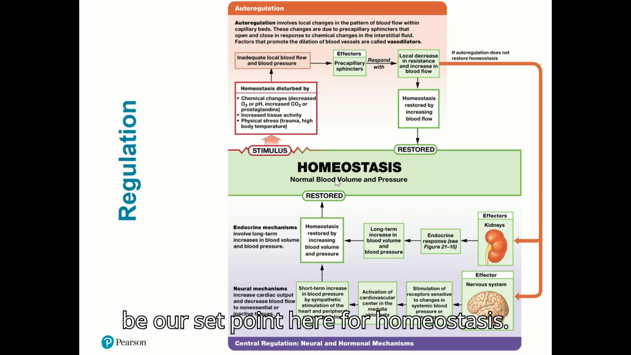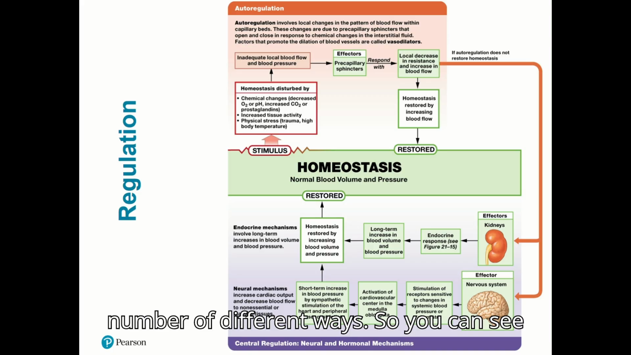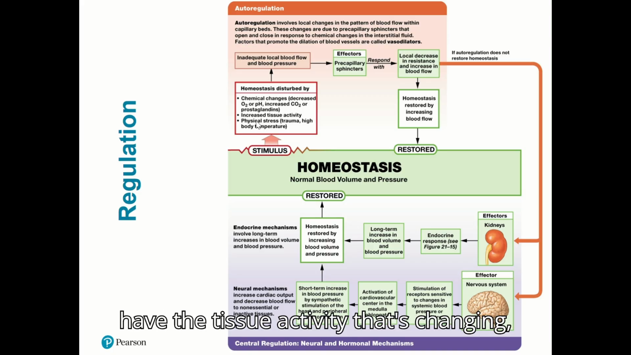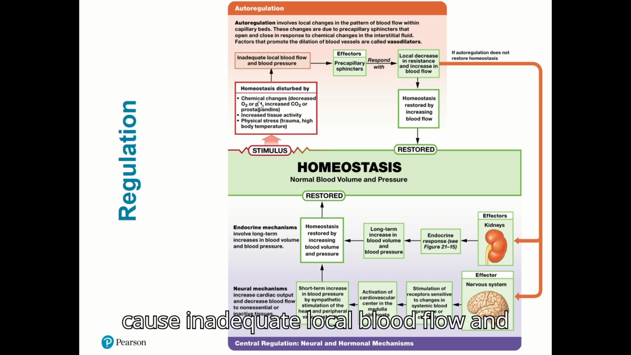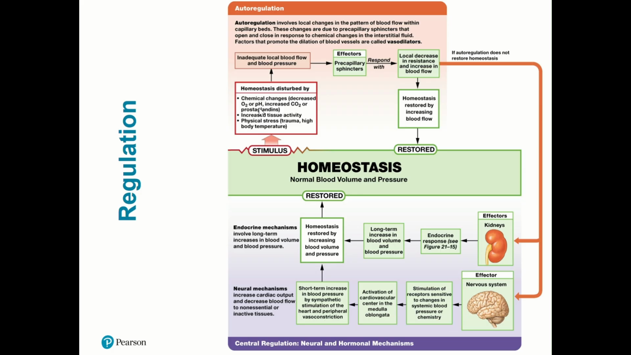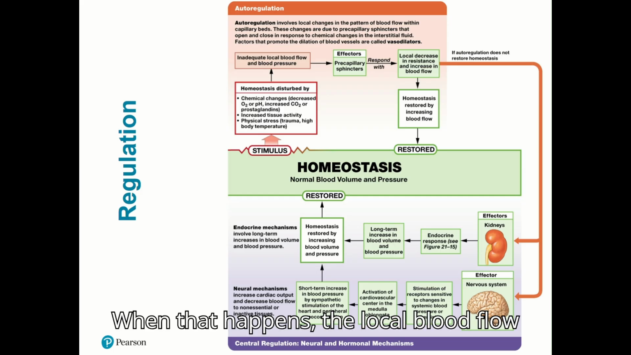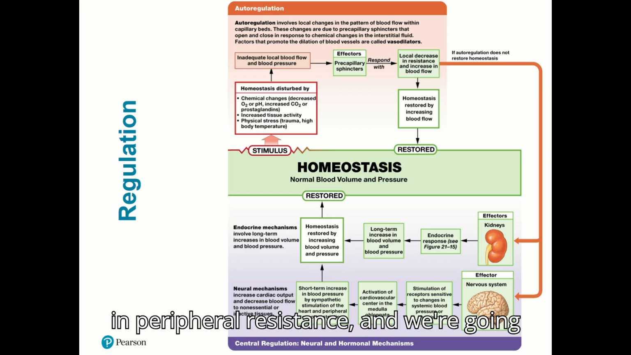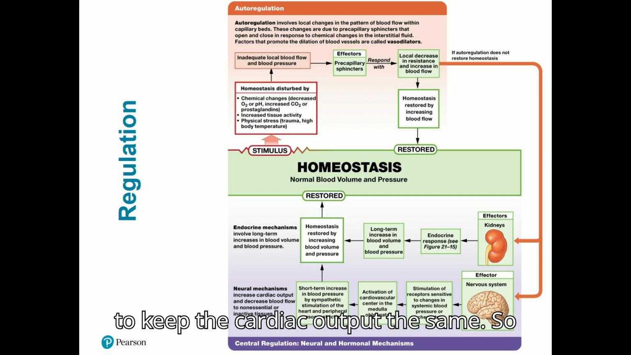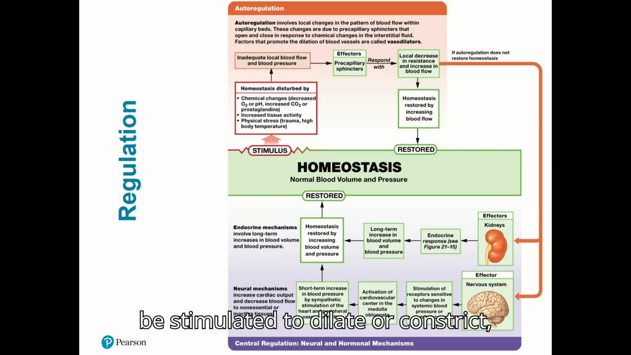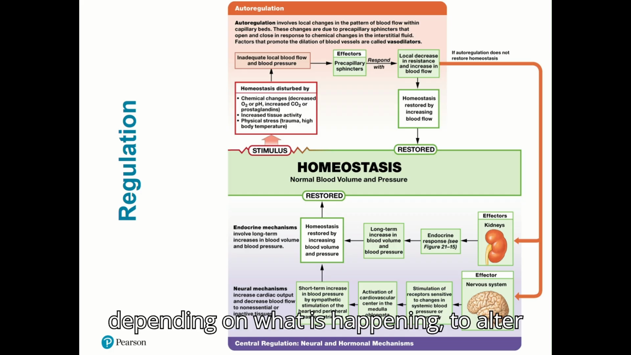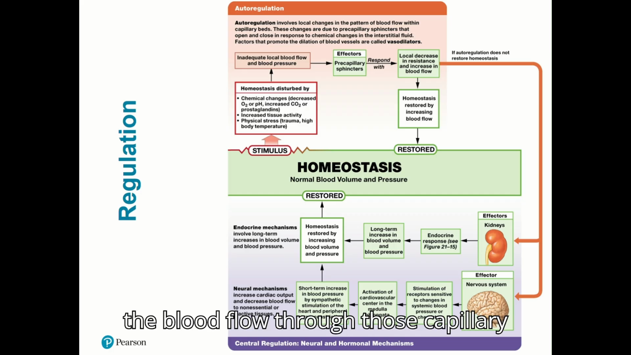Now, looking at this diagram, we can see that we have our normal blood volume and pressure, which is supposed to be our set point here for homeostasis. You can disturb your homeostasis a number of different ways. So you can see that there are chemical changes, you can have the tissue activity that's changing, or physical stress. All of those can cause inadequate local blood flow and blood pressure to a particular area. When that happens, the local blood flow is going to be regulated by adjustments in peripheral resistance, and we're going to keep the cardiac output the same. So the precapillary sphincters are going to be stimulated to dilate or constrict depending on what is happening to alter the blood flow through those capillary beds.